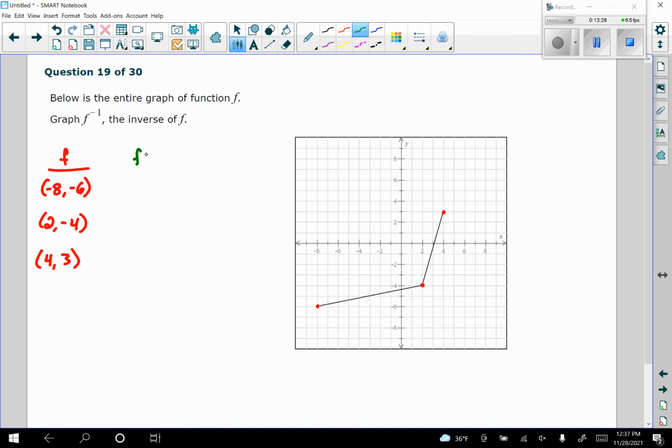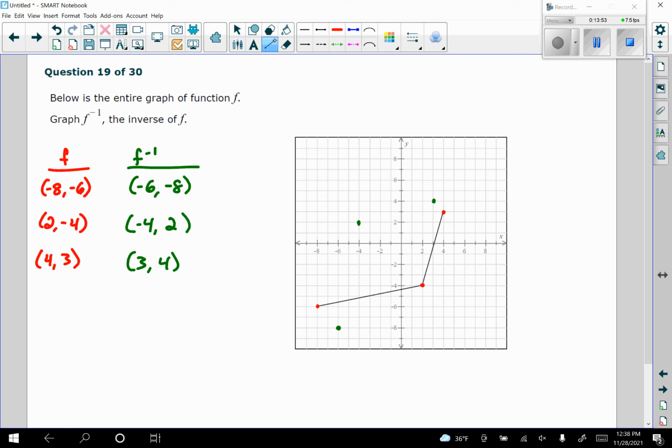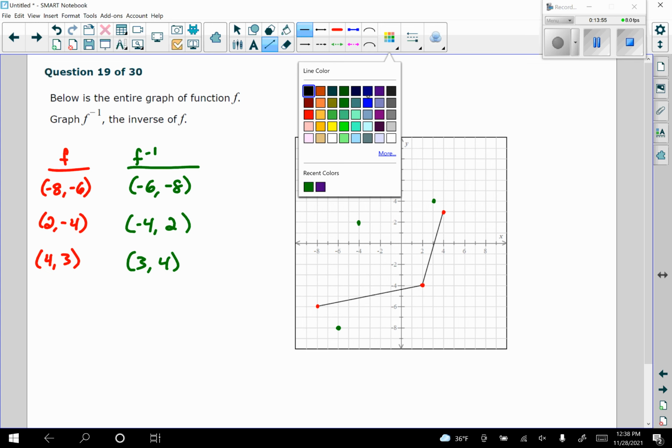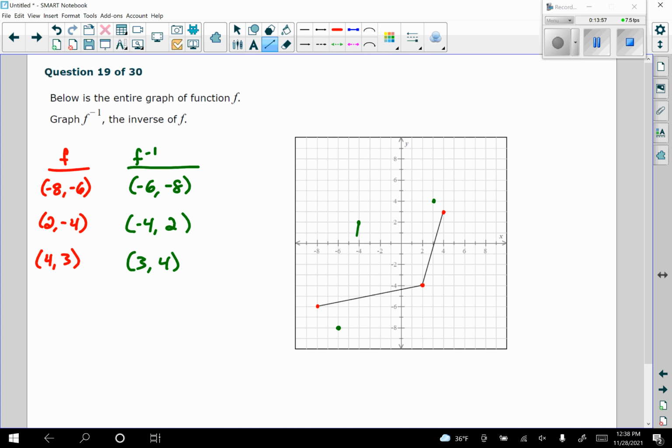So now on the inverse, we just switch the x and y values. So we would have -6, -8, -4, 2, and 3, 4. So we'll plot those points. So we have -6, -8. Always double check your points too. -4, 2, and then 3, 4. So we'll connect these.